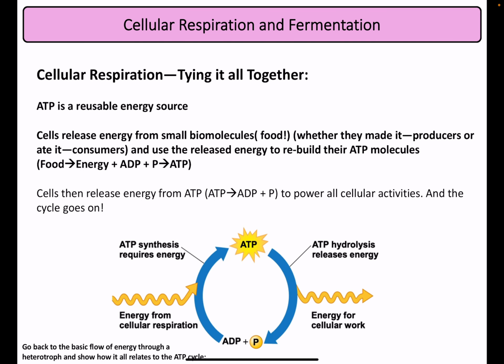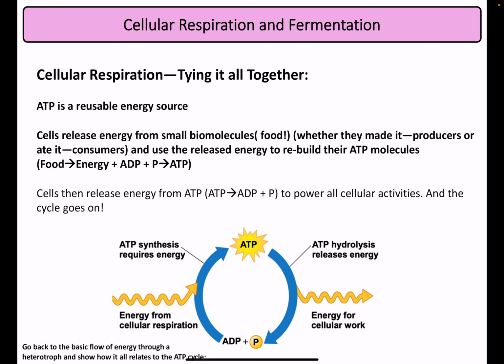This is our last slide for this video. And it's talking about the ATP cycle again. And again, we said ATP is a reusable source of chemical energy. And the reason that we eat food is to release the energy from those small digested food molecules. And we use that released energy to put our ATP back together.